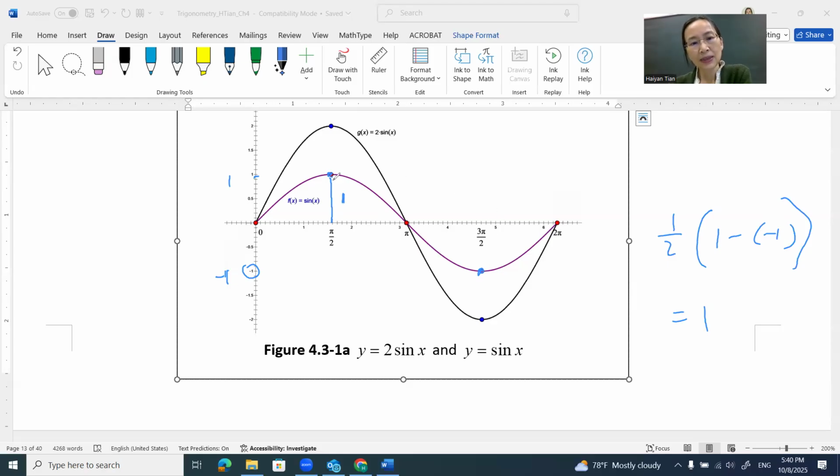Yeah, so that is the definition of the amplitude. Let's look at what the amplitude is for this function, 2 sine x. The amplitude is 2.